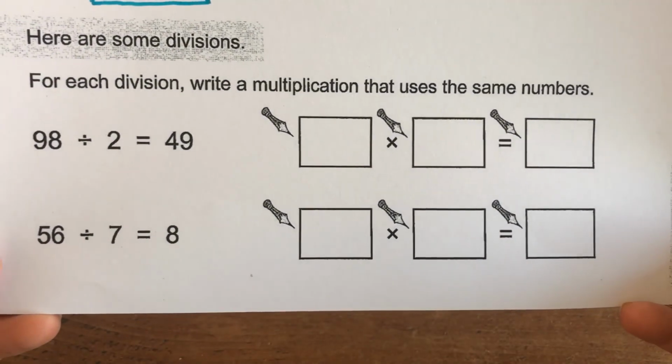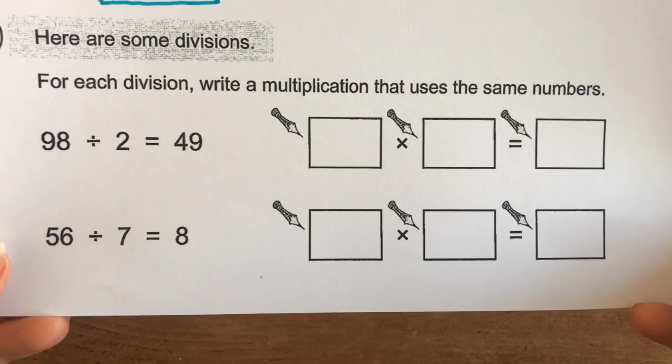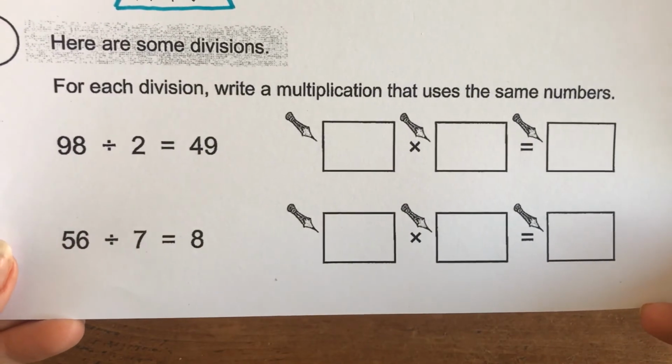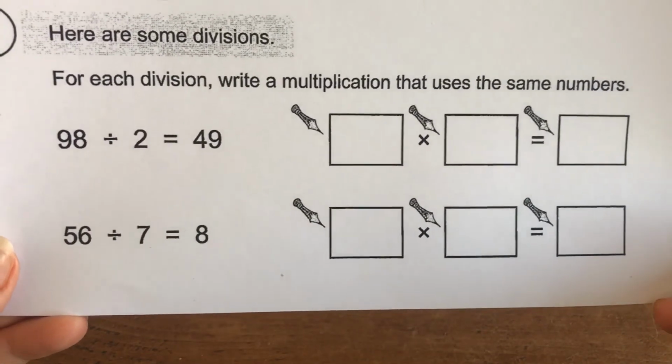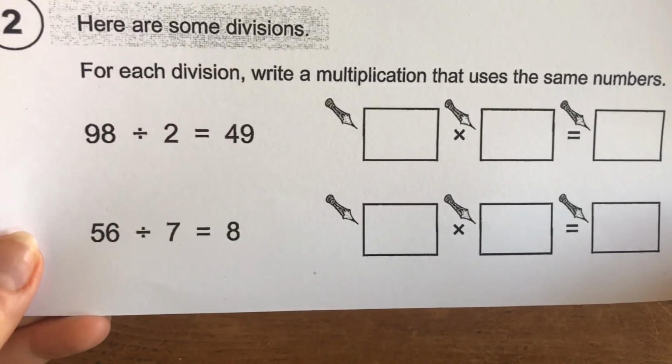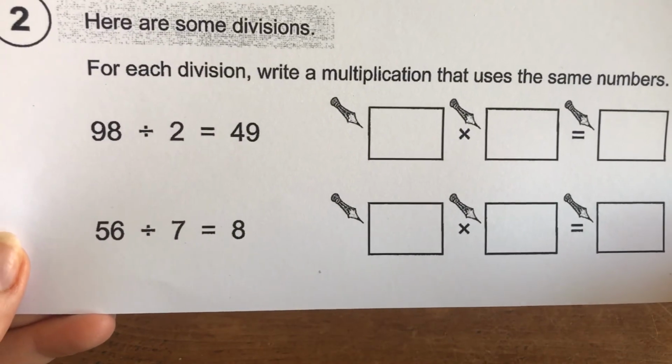For each division, write a multiplication that uses the same numbers. So exactly what we've just been doing, it's asking you to rearrange the numbers, but to create a multiplication which would be in the same family.